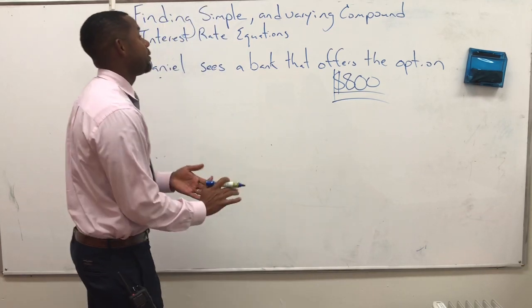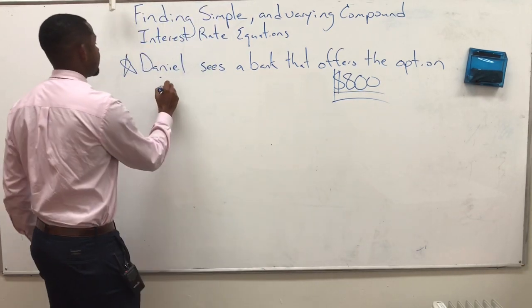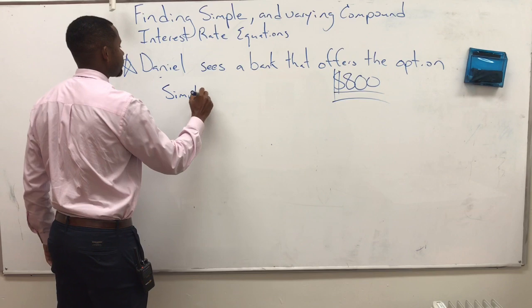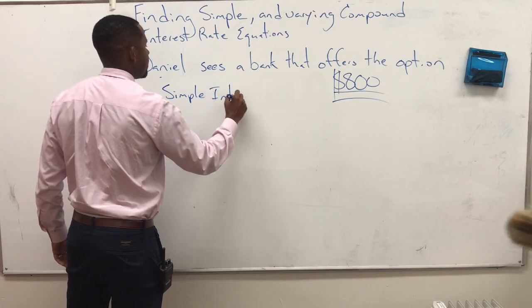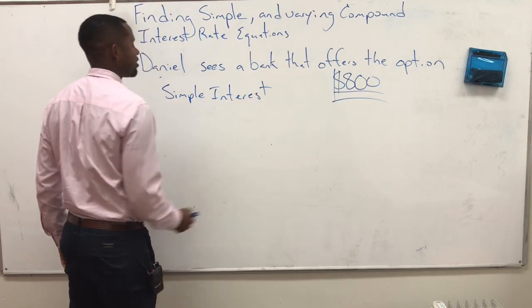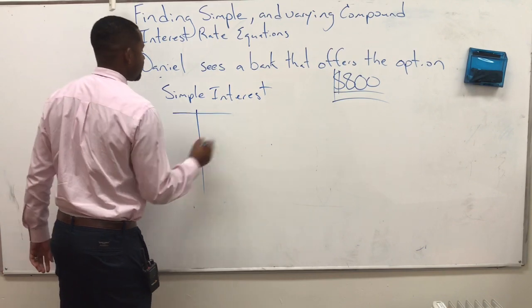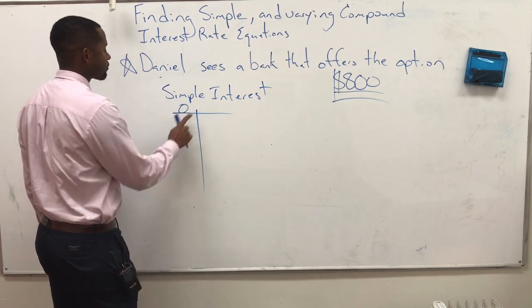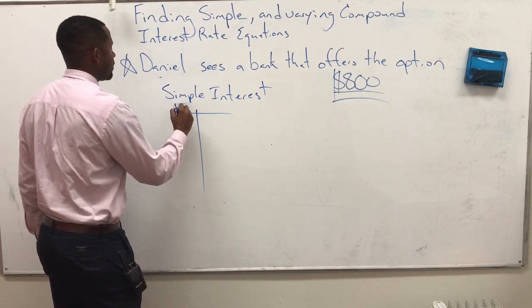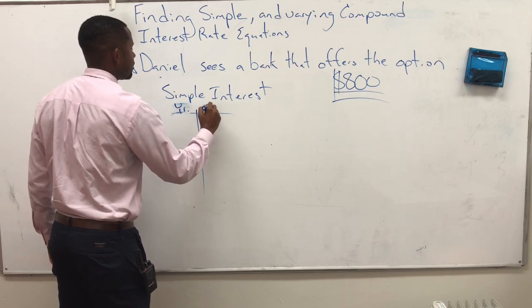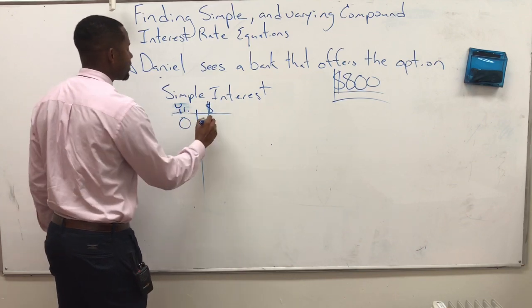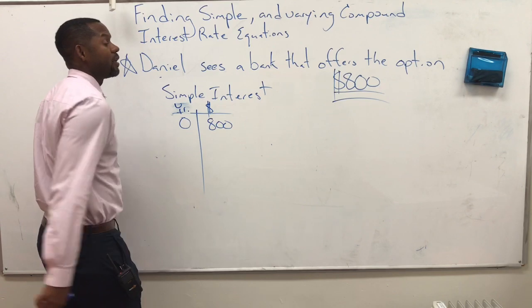All right, so here we go. Doing simple interest. In this simple interest, I'm going to start a table. In year 0, the table shows total money. In year 0, he has $800.